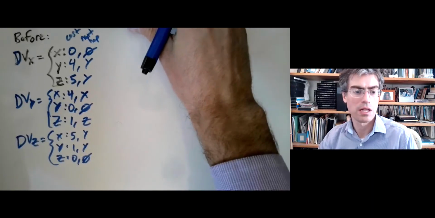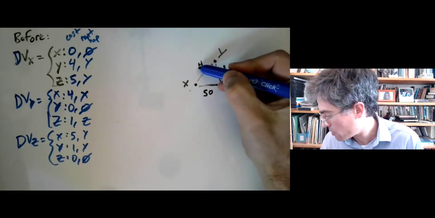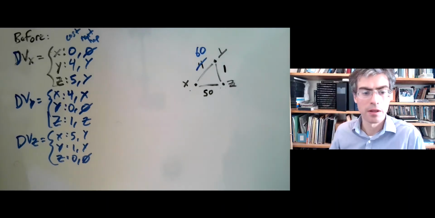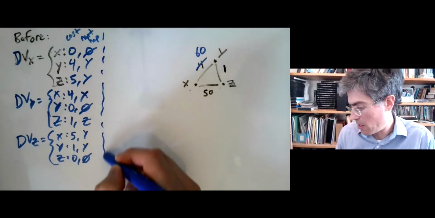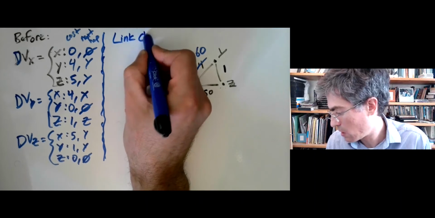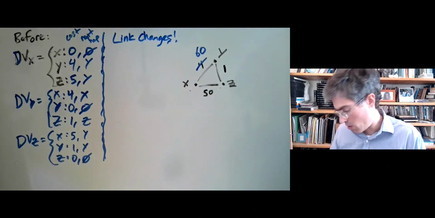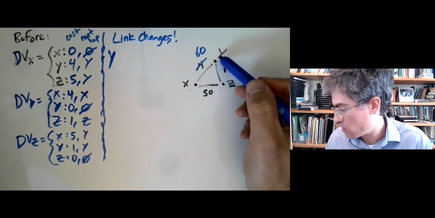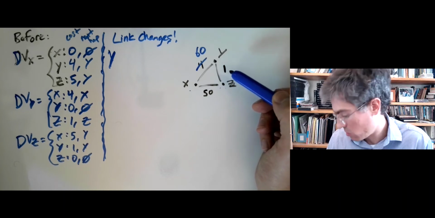Excuse me. That's before the changes. The change that we're making is for this link of cost 4 to go up to cost 60. So that was before. After that, at some point, the link changes. Now y is one of the two nodes connected to this link that changed, so y is going to notice the change. Let's say y reacts first.